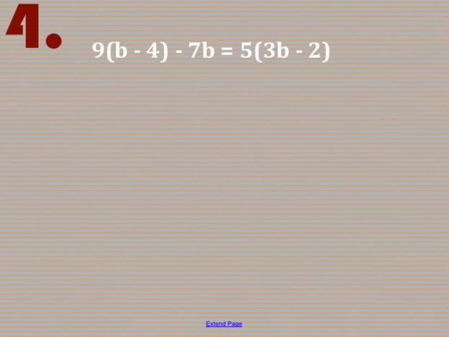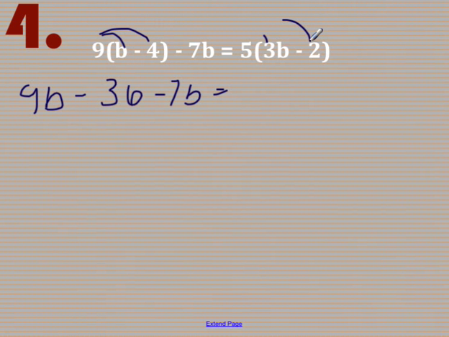So let's take a look at number 4. We want to take that 9 and distribute it. 9 times b is 9b. 9 times -4 is -36, and then here we have -7b. Now we're going to take that 5 and distribute it in. 5 times 3b is 15b, and 5 times -2 is -10.